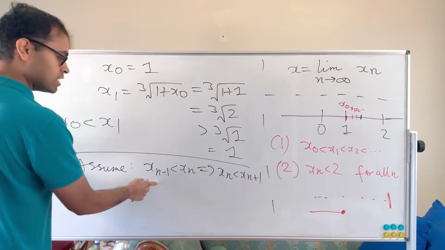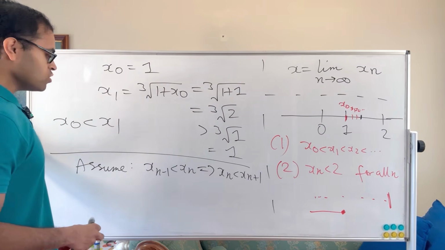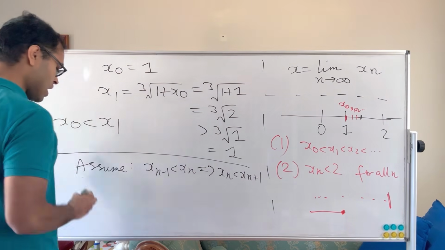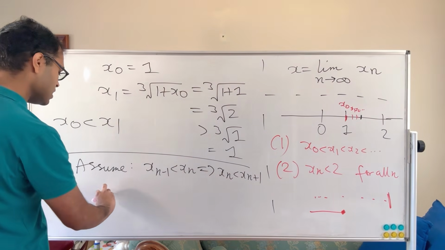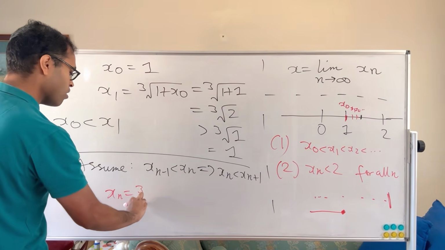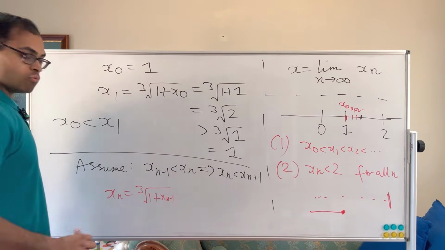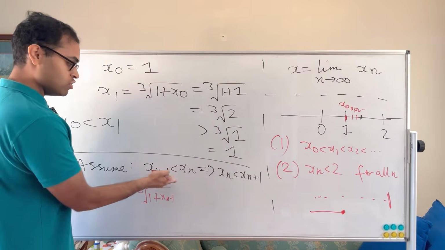But we have to now establish this principle. Why is this true? So the idea is very neat. It's very beautiful. How do we get xn from xn minus 1? Well, we get xn from xn minus 1 by the same process. So xn is going to equal the cube root of 1 plus xn minus 1. And we know that 1 plus xn minus 1 is less than 1 plus xn, right? Because we are assuming that this is true.